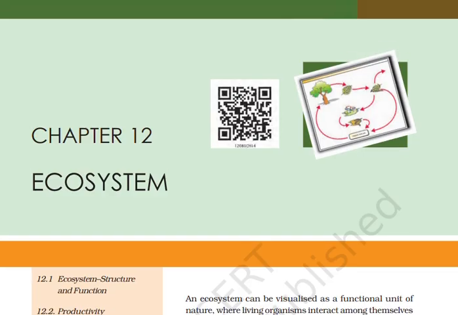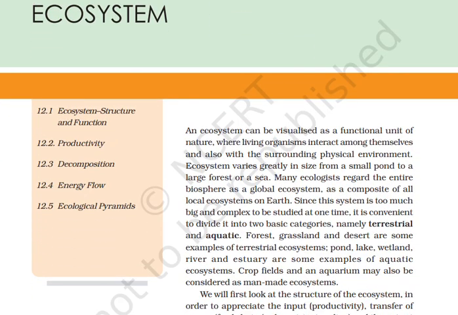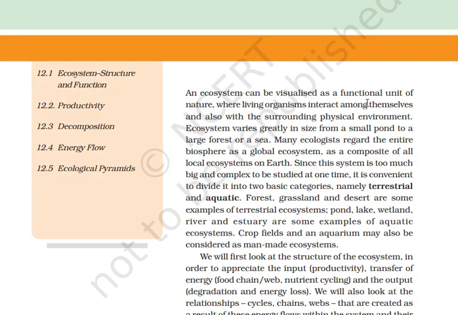An ecosystem can be visualized as a functional unit of nature where living organisms interact among themselves and also with the surrounding physical environment. Ecosystems vary greatly in size from a small pond to a large forest or a sea. Many ecologists regard the entire biosphere as a global ecosystem, a composite of all local systems on Earth.